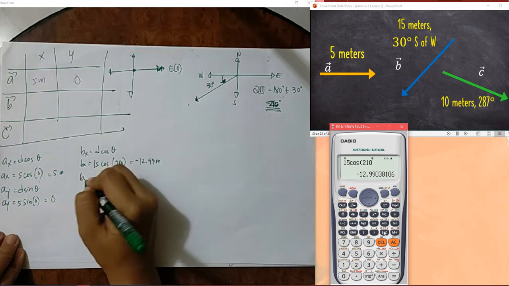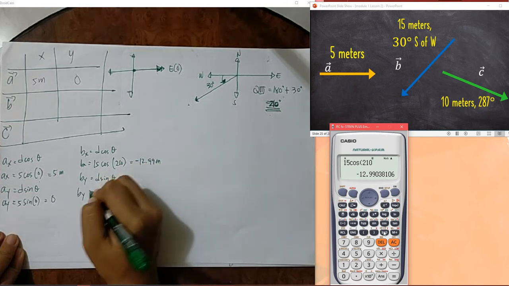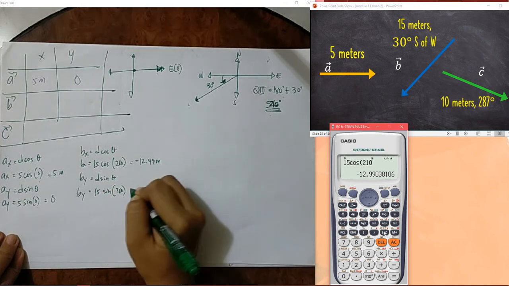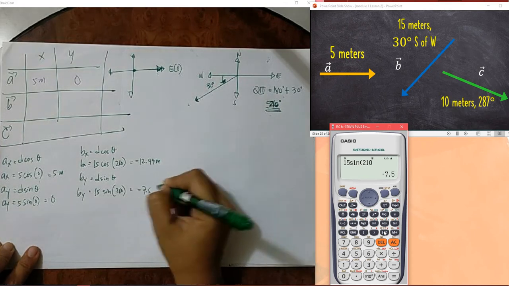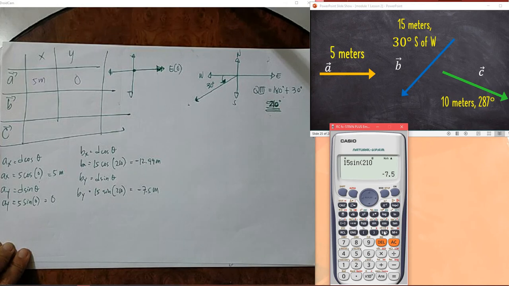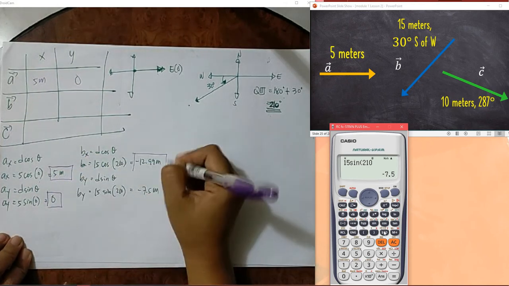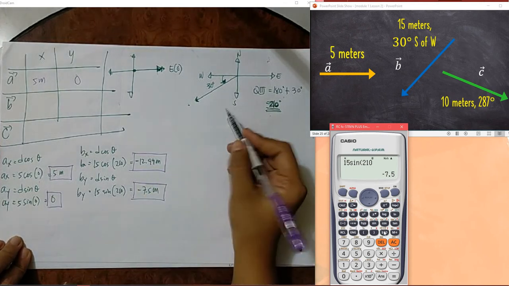Now, solve naman natin yung y. d sine theta. So, b sub y is equal to 15 sine 210. So, i-change lang natin si cosine ng sine. So, this is equal to negative 7.5. Negative 7.5 meters. Okay? So, paano ko ba malalaman kung tama yung answer ko? Take note that our vector B is located on the third quadrant.